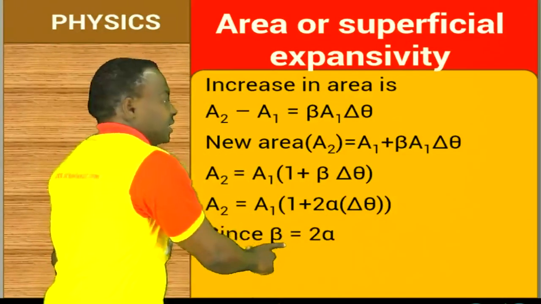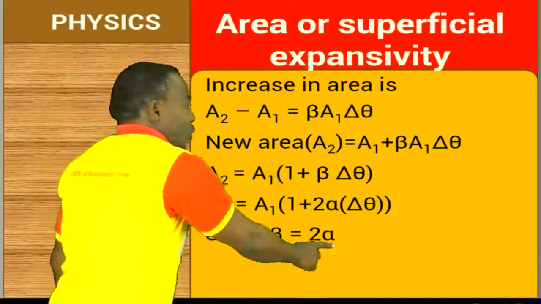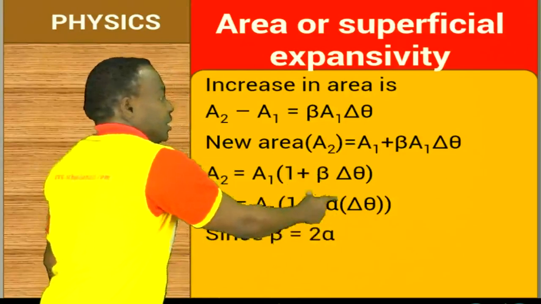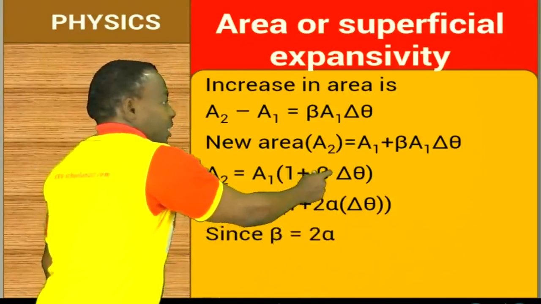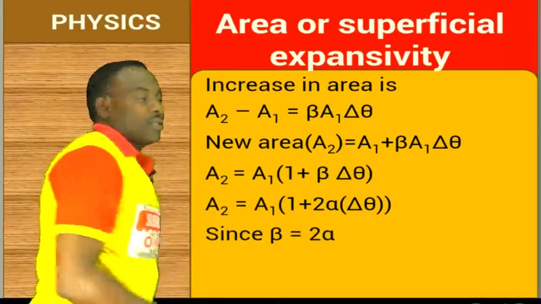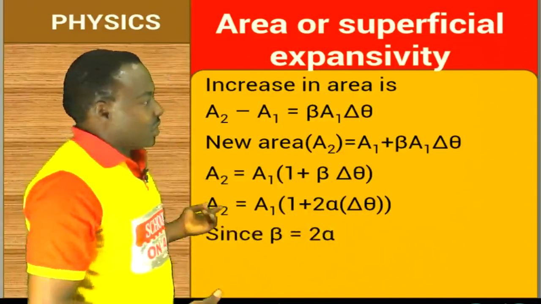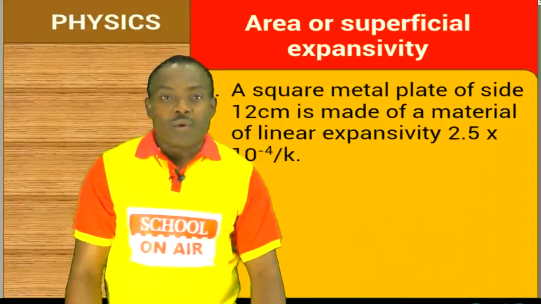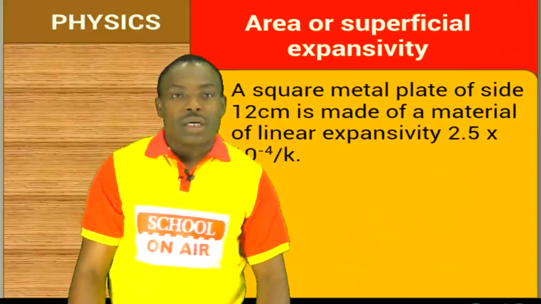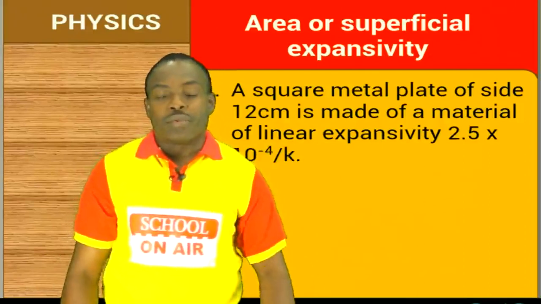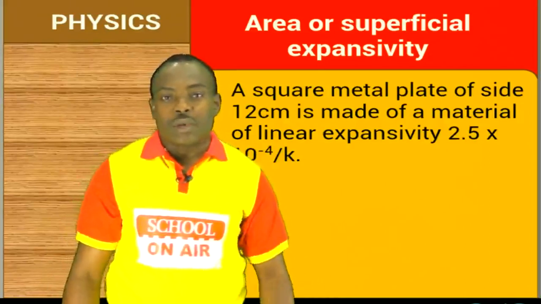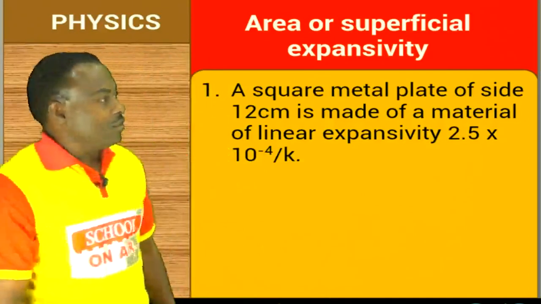And that is what I've stated here, that since beta is always equal to 2 alpha, definitely this expression and this expression mean the same thing. The only difference is that we have substituted 2 alpha for beta here. That's all. So this is the new area. Having said that, now we will need to do some examples to give further explanation on the equation we have just derived.